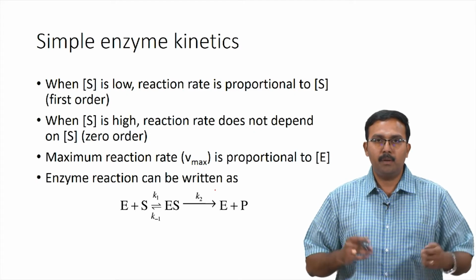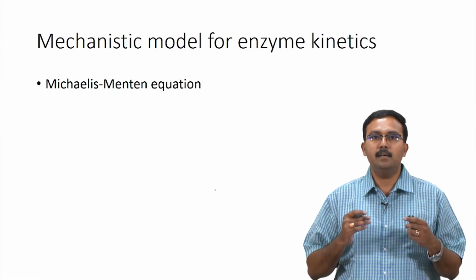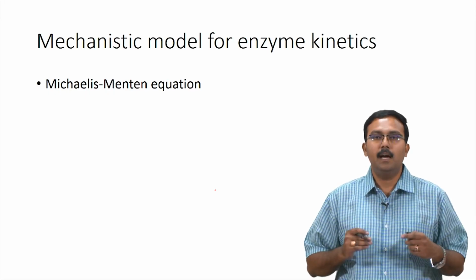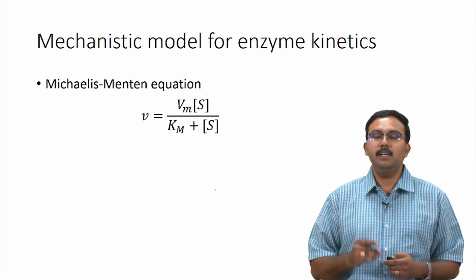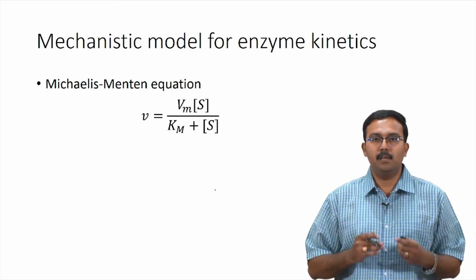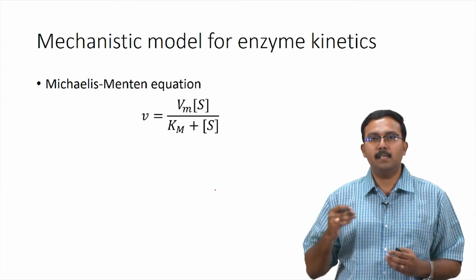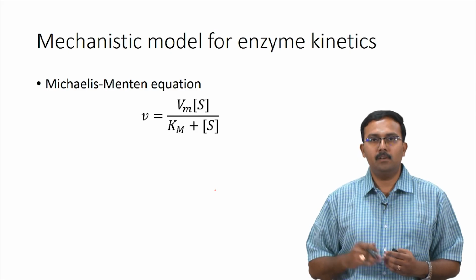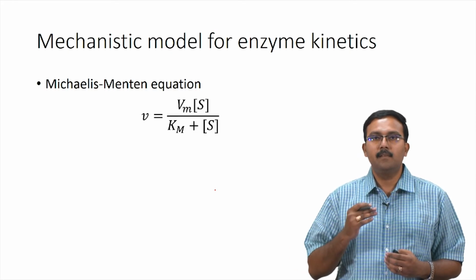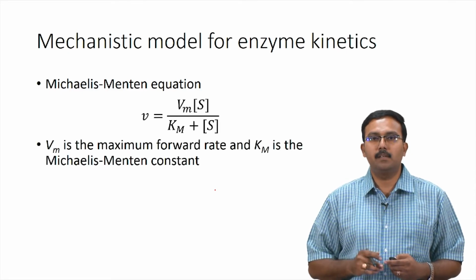So, from this equation we can derive a mathematical model called the Michaelis-Menten equation. This is a mechanistic model for enzyme kinetics, and the equation is written as V equals Vm S divided by Km plus S. The terms: V represents the velocity or the rate, Vm represents the maximum rate which can happen for the reaction, S represents the substrate concentration, and Km is the Michaelis-Menten constant.